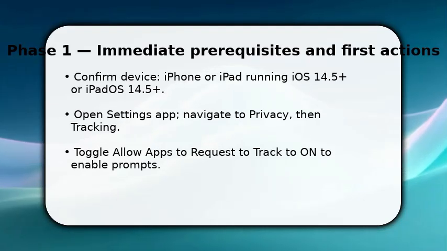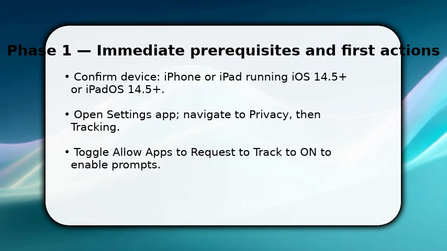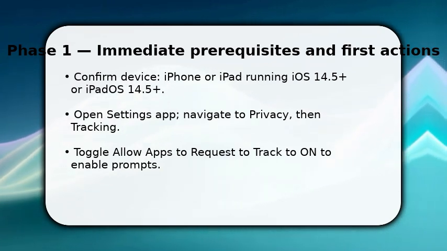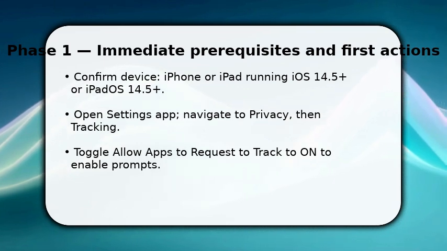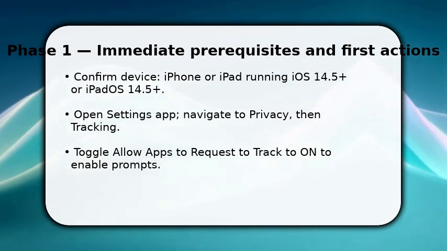You begin by verifying your device and OS because the tracking toggle exists only on iOS 14.5 and later. Once done, open Settings and go to Privacy, then Tracking. This path leads you directly to the control.